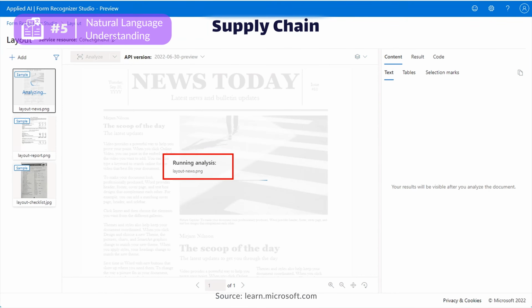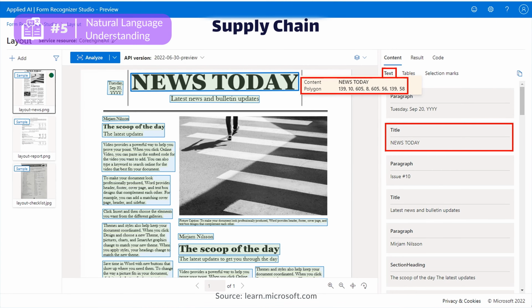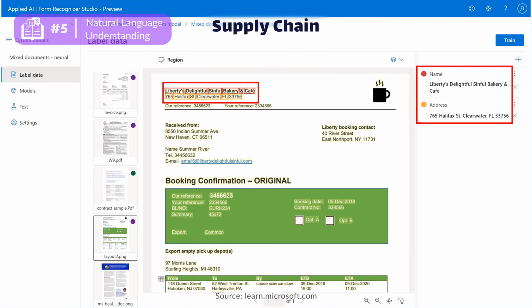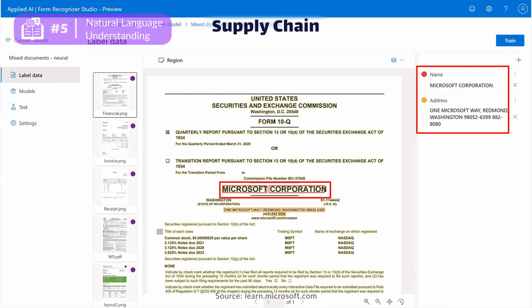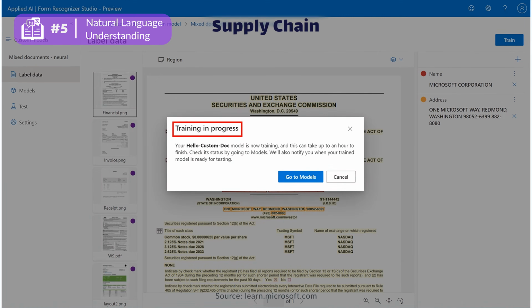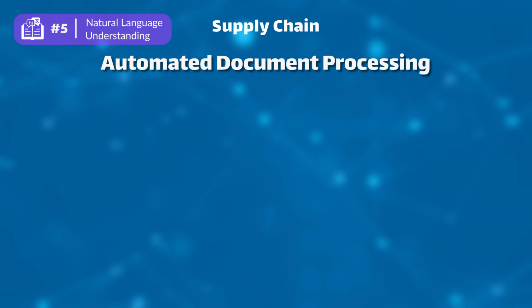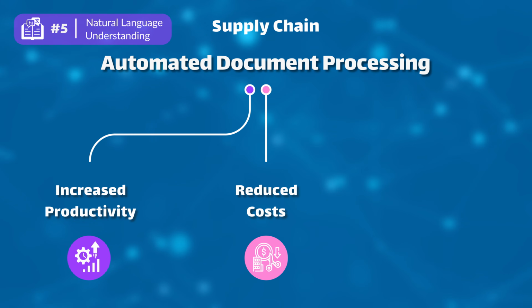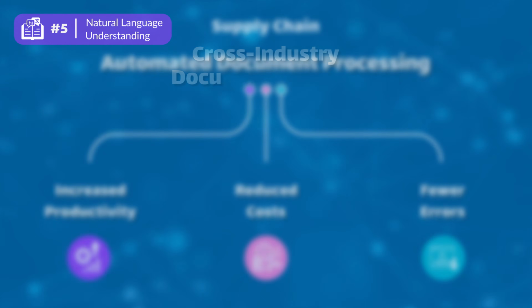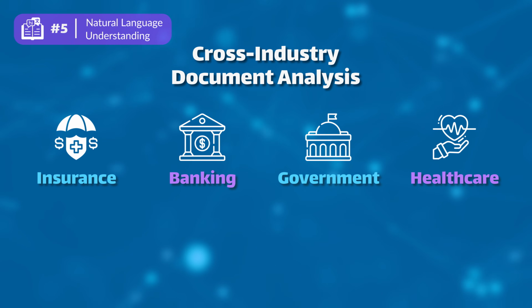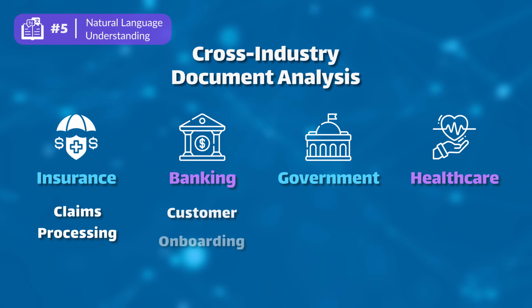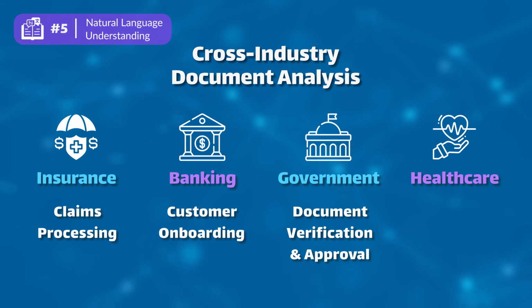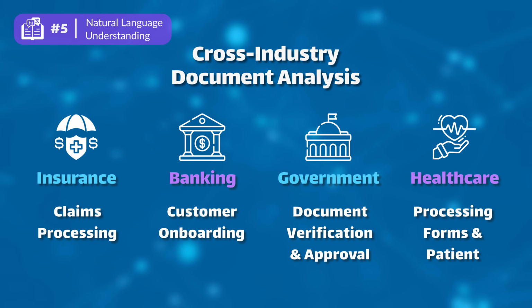Now let's have a look at some natural language understanding use cases, starting with automated document processing. In industries like supply chain, AI can rapidly scan, digitize, and extract insights from documents such as invoices, purchase orders, bills of lading, and customs documents. This automation replaces manual data entry and can process thousands of documents in minutes, leading to increased productivity, reduced costs, and fewer errors. Similar techniques can be applied to other sectors, such as claims processing in insurance, customer onboarding in banking, document verification and approval in government, and processing healthcare forms and patient records.